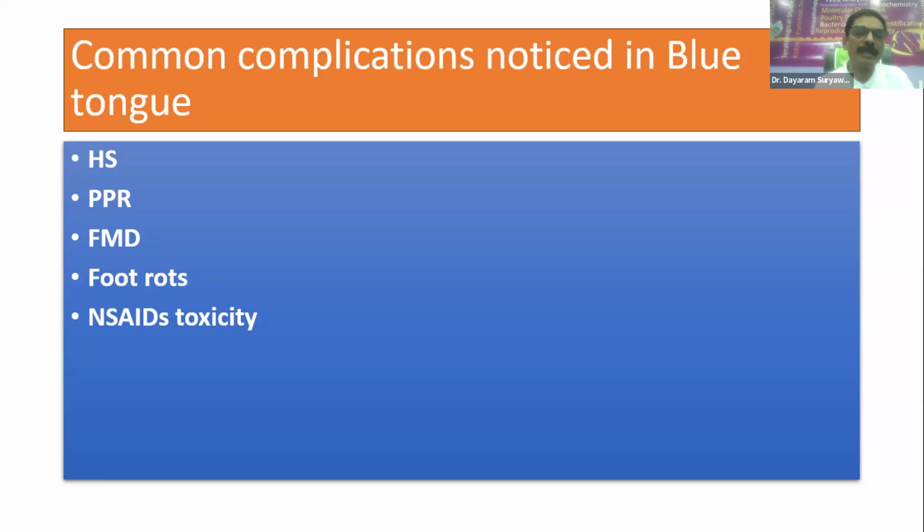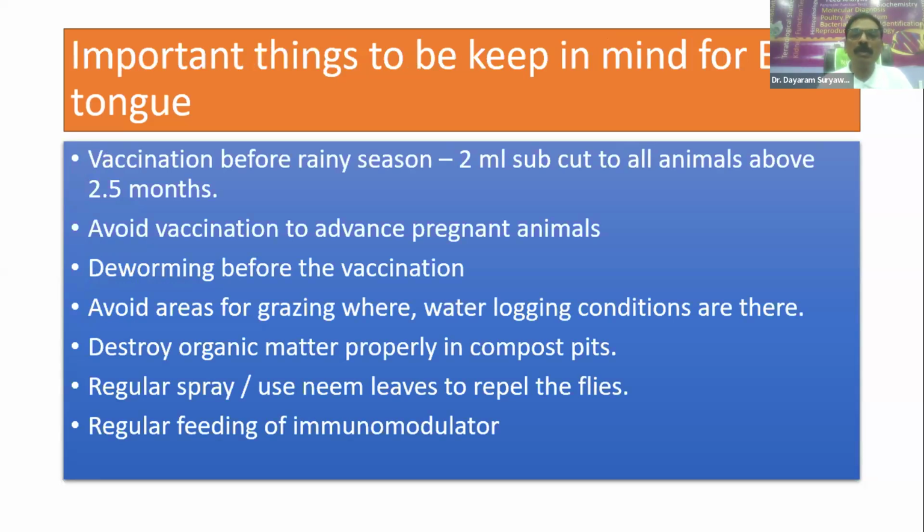In some cases we get PPR complications, in some cases FMD complications, somewhere foot rot is also there, and in some cases non-steroidal anti-inflammatory drug toxicity is also observed during Bluetongue infections. So these are the secondary complications we can observe for Bluetongue. Important things to keep in mind for Bluetongue: vaccination before the rainy season, 2 ml subcutaneous to all animals above 2.5 months. Avoid vaccination of advanced pregnant animals.